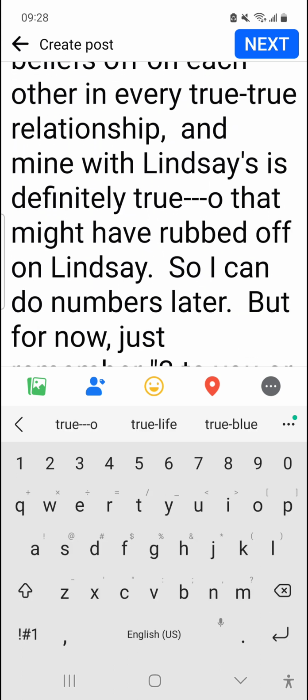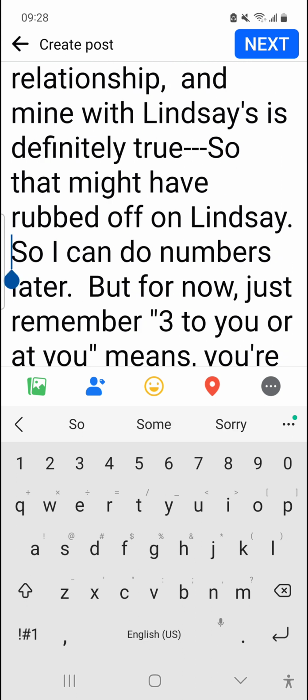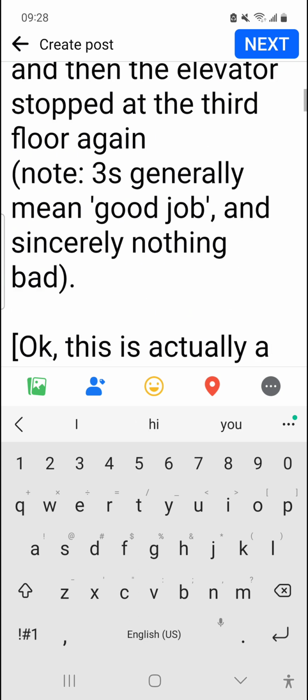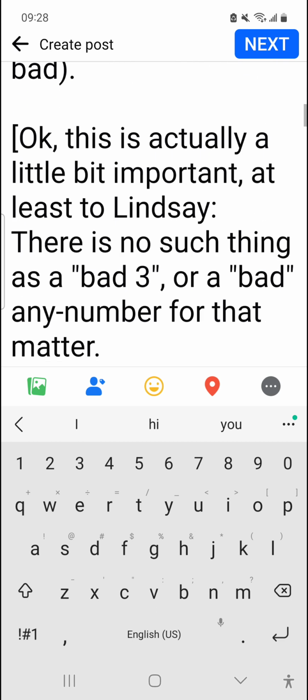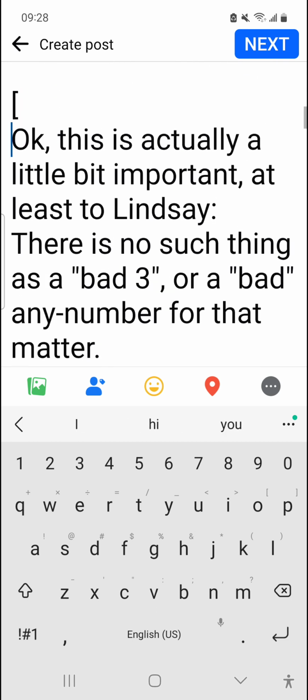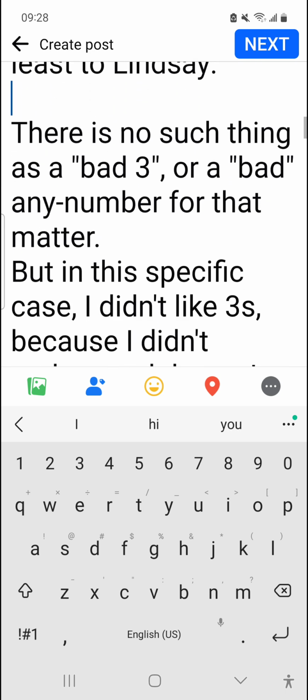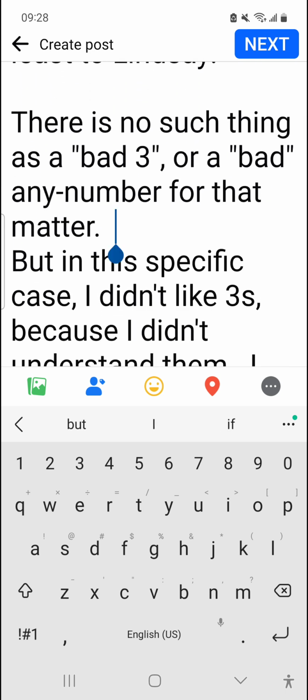Okay, I'm going to add some paragraph spaces also. Okay, this is going to look a little bit nicer in a second. That's it. And this.